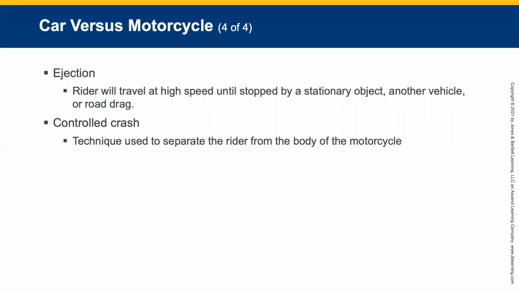Controlled crash is a technique used to separate the rider from the body of the motorcycle and the object to be hit, referred to as laying the bike down. They teach that a lot in motorcycle classes, like for law enforcement. I don't really know how you can teach it, but they try to teach them to lay the bike down and push themselves away from the motorcycle when it's starting to slide.